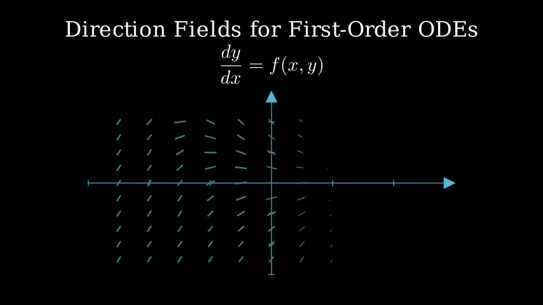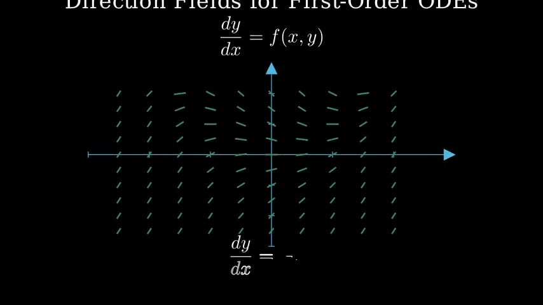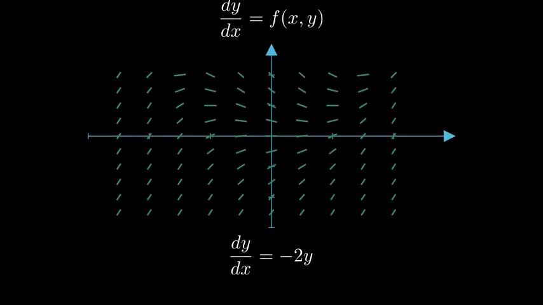Let's see what this means with a simple example. Let's focus on our first example, the differential equation dy/dx = -2y. This is a simple separable equation where the slope at any point (x, y) depends only on the y-coordinate, not on x. Let's create the direction field for this equation.